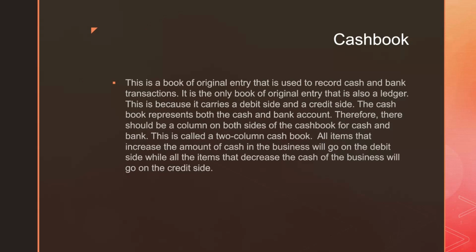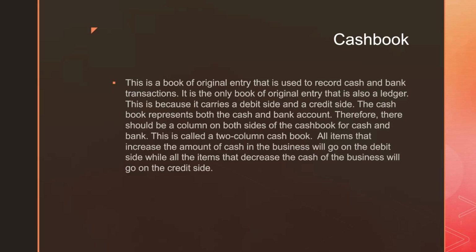Now, if you have an item that will increase the amount of cash in the business, it will be on the debit side. So any money received in the business account will be a debit to the cash book. And if you have an item that's going to decrease the amount of cash in the business, then that is going to go on the credit side. So if you're making a payment, it is going on the credit side of the cash book.